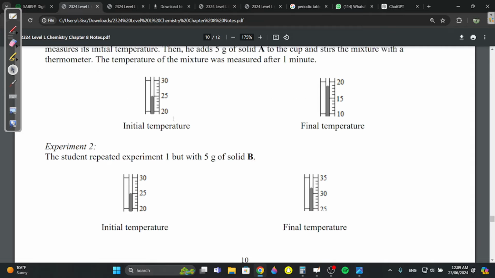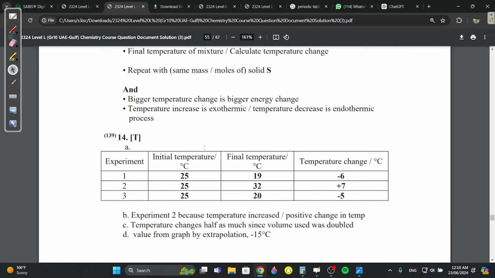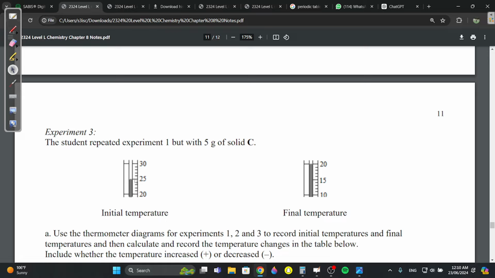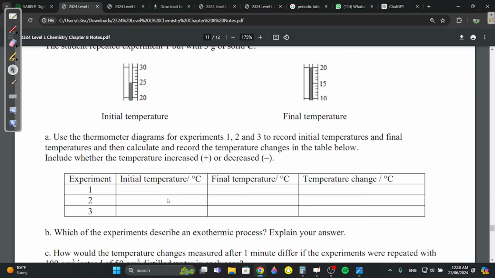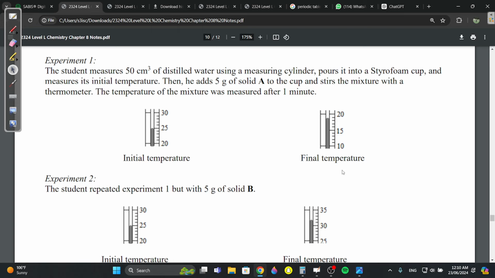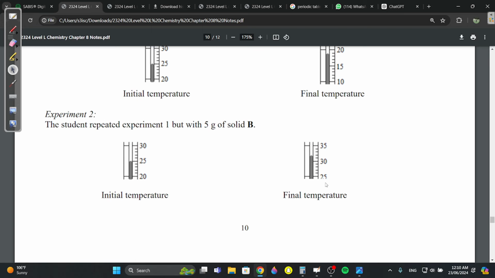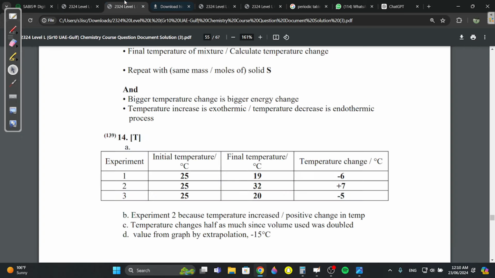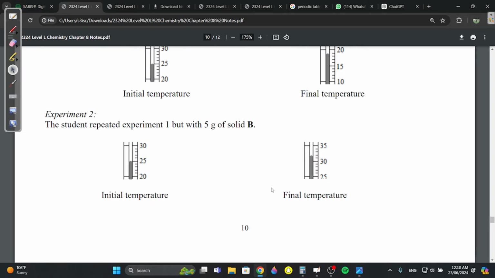You can do this easily, and I'm just going to give you the answer. You just have to check. They all started at 25, 25, 25, so you put 25, 25, 25. Then the final temperature just recorded. Here it was 20, here it was 19, here it was 31 or 32, 32, and then you calculate the temperature change. Very easy. You just subtract final minus initial.